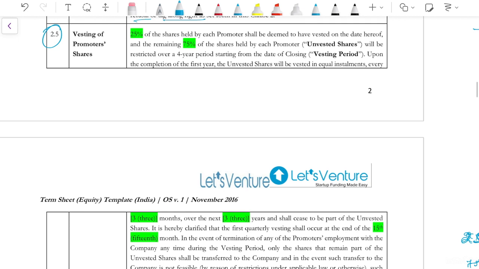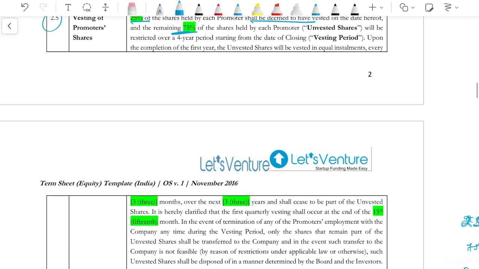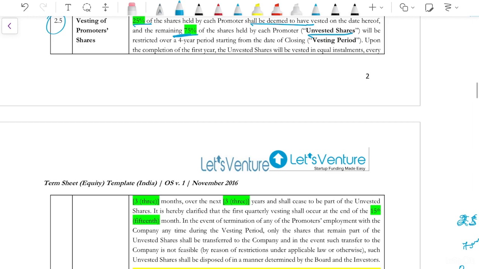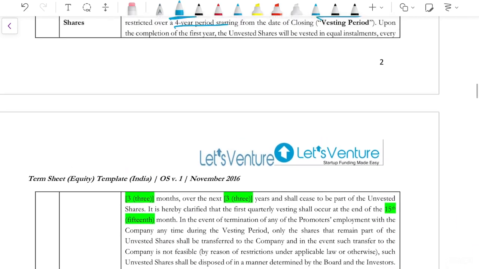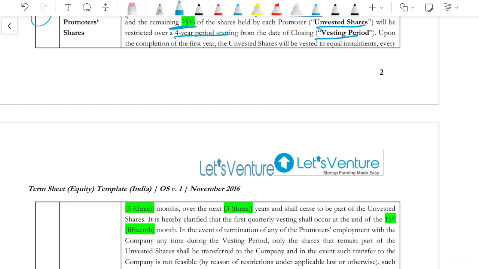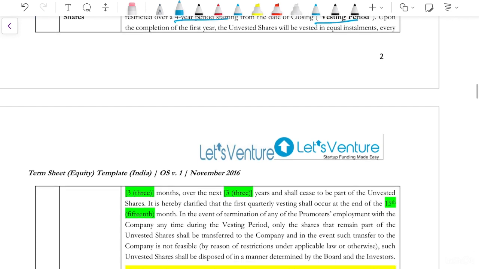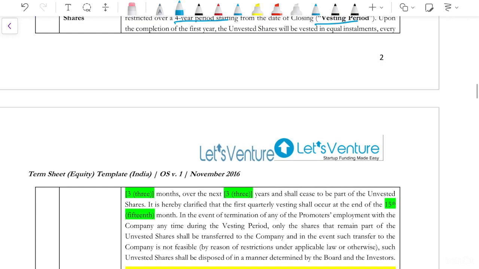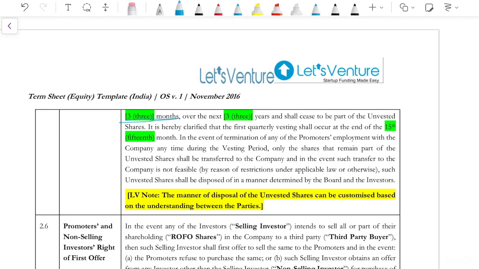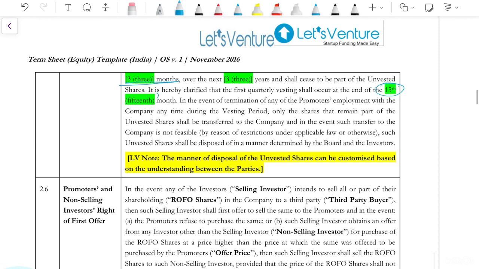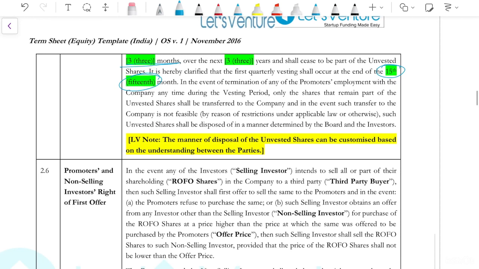This is what the clause also says. The clause says that 25% of the shares, it can be mutually agreed upon, shall be deemed to have vested on the date thereof, and the remaining 75%, which is the unvested shares, shall be vested over a 4 year period starting from the date of closing, as we discussed. This is known as the vesting period, and the way in which the vesting will happen is known as the vesting schedule. It further says that the vesting will happen in equal installments every 3 months, which is a quarterly basis, which means the first vesting will happen in the 15th month, as we discussed.